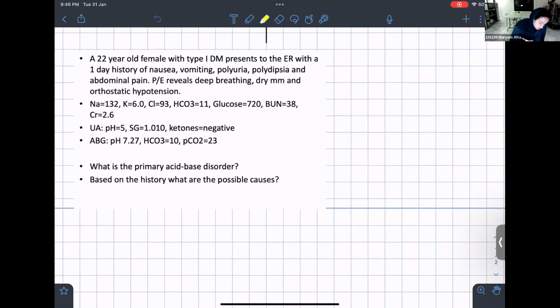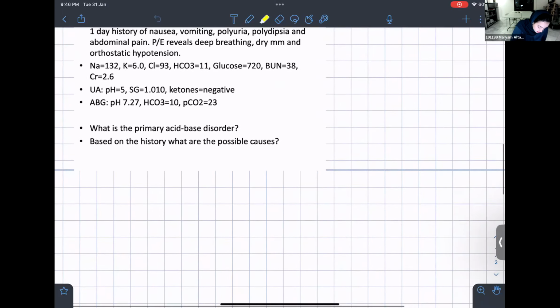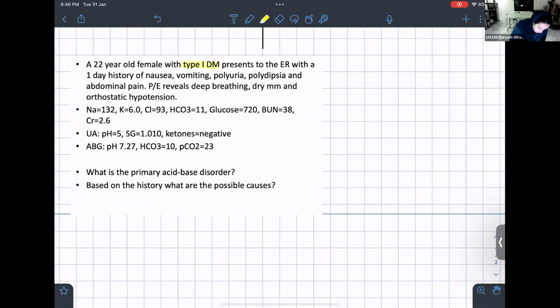Okay. So a 22-year-old female with type 1 diabetes, that's important, presents to the ER with a 1-day history of nausea, vomiting, polyuria, polydipsia, and abdominal pain. Physical exam reveals deep breathing, dry mucous membranes, and orthostatic hypotension. Sodium is 132. Is that high or is that low? You guys just tell me in the chat, easy. Remember, our normal is 135 to 145. Okay, so our sodium is low.